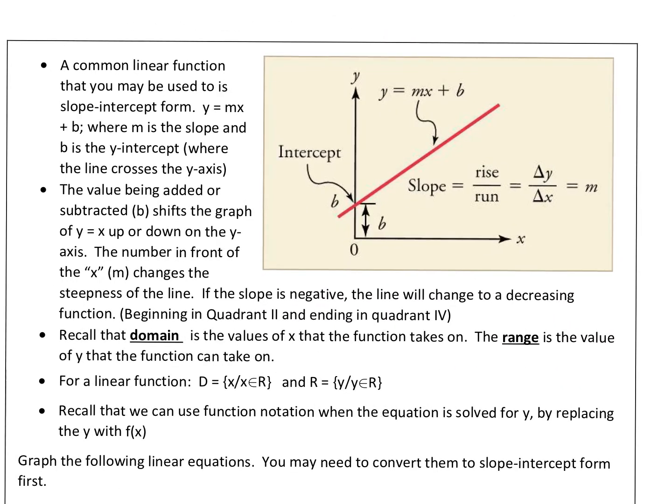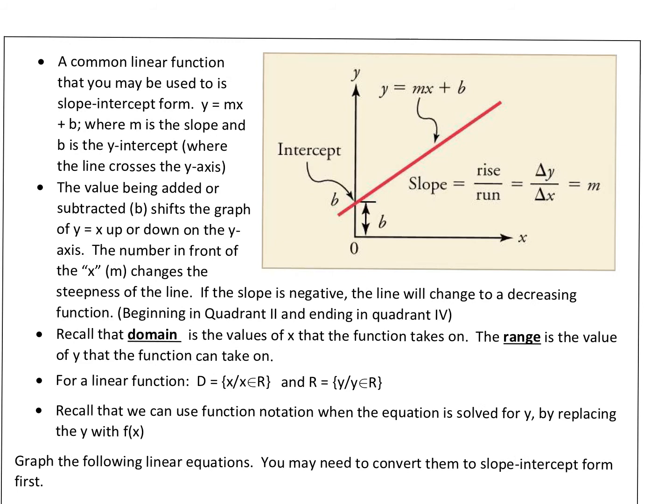A common linear function that you might be used to is the equation y is equal to mx plus b. So remember that m is the slope, and b is the y-intercept, and that's maybe the most common formula that you are used to. So what we know is that the b value, the number being added to or subtracted, shifts that line up and down, and the m, or the slope, changes the steepness of that line.